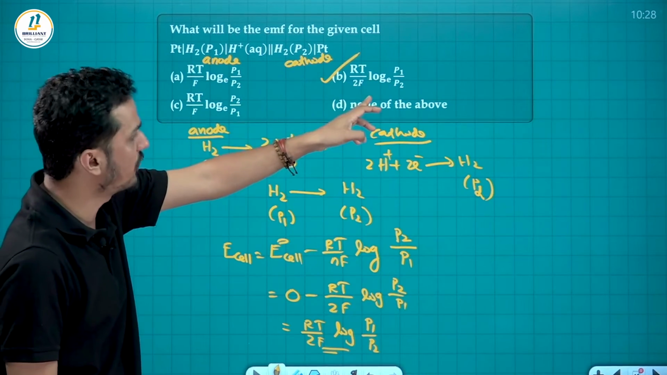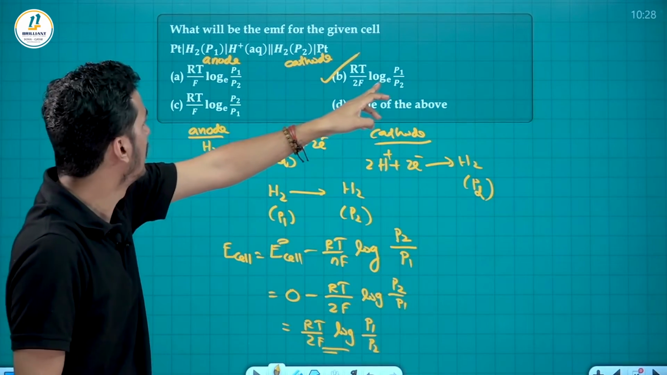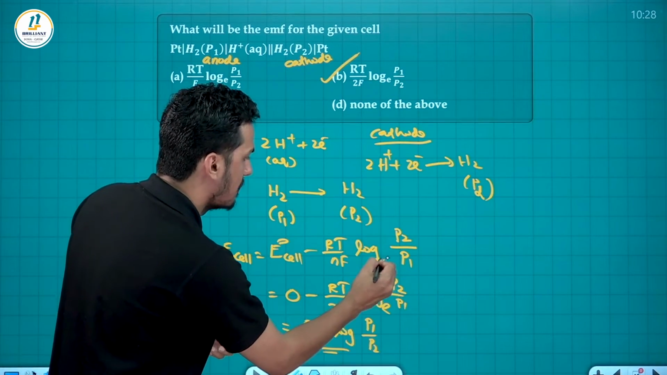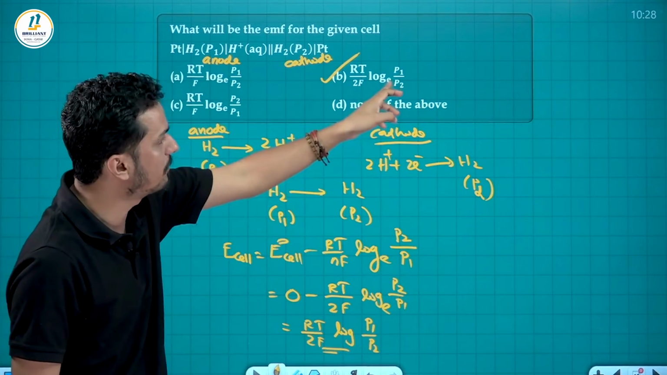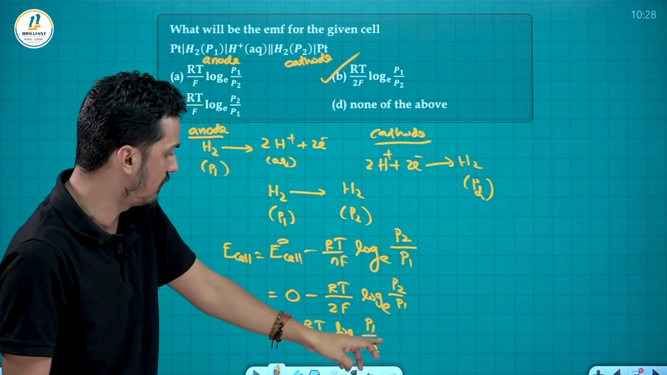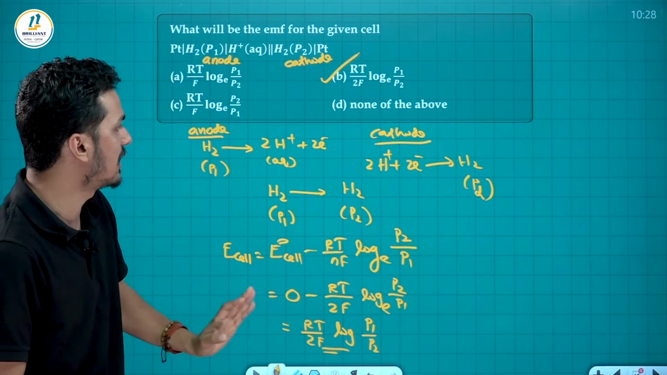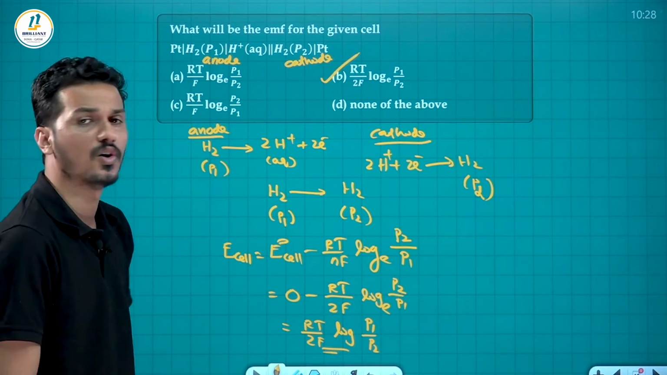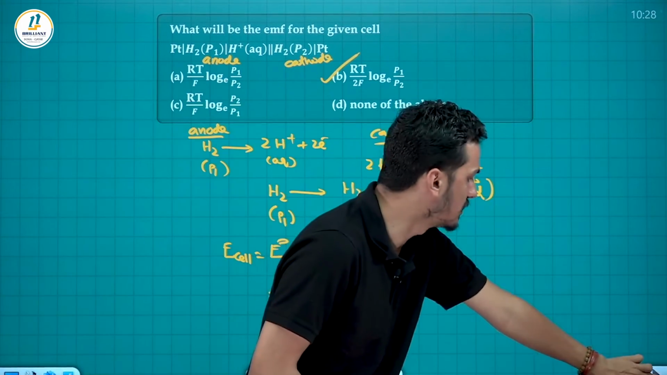RT by 2F into log to the base e. Log means ln, okay, this is ln only. Log base e of P1 by P2 will be the correct answer. I hope you guys got the answer B. Ready? If so, then we can move to the next question. This is the next question, guys.